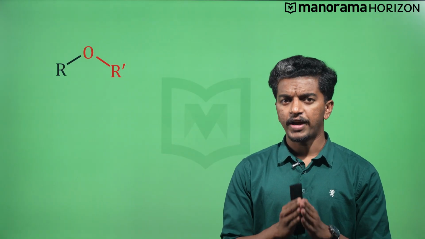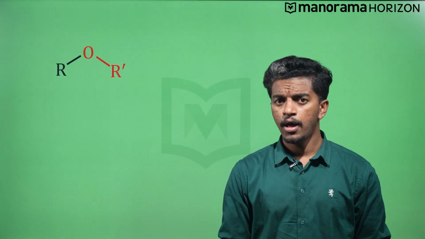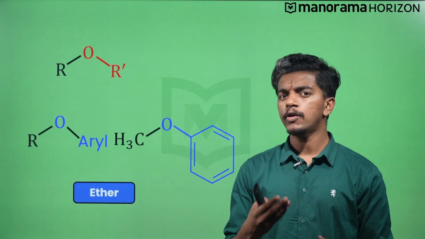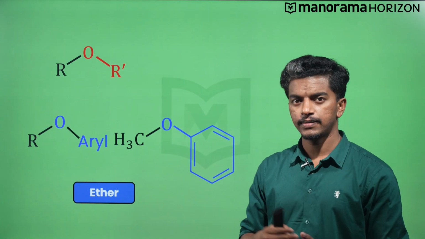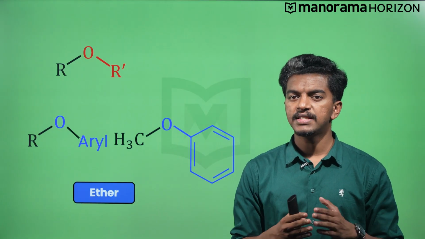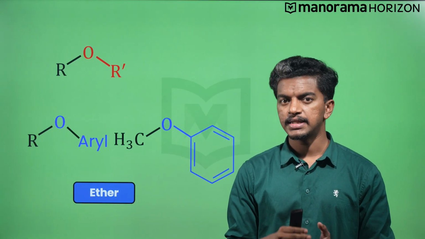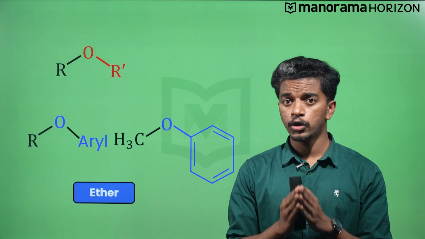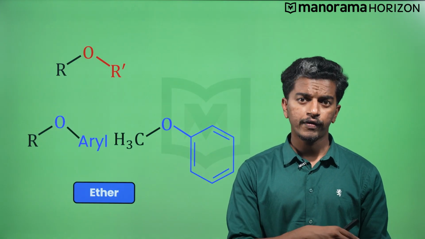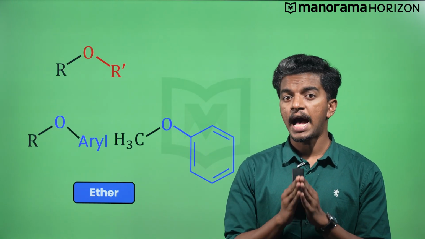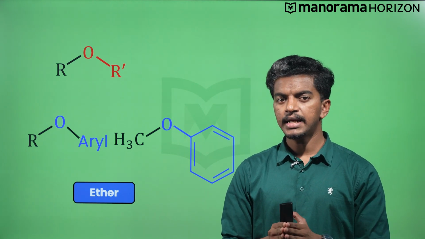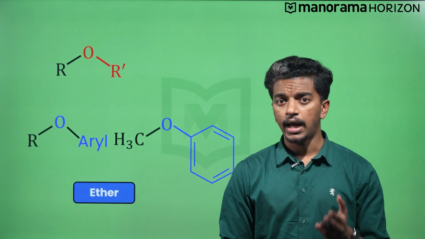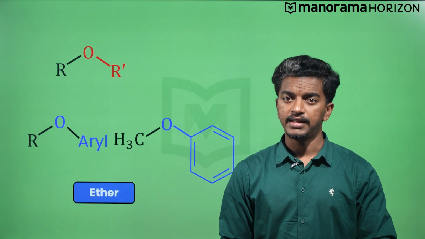The substitution of a hydrogen atom in a hydrocarbon by an alkoxy or aryloxy groups yields another class of compounds known as ethers. You may also visualize ethers as compounds formed by substituting the hydrogen atom of hydroxyl group of an alcohol or phenol by an alkyl or aryl group. In this video, we will discuss the classification of three classes of compounds, namely alcohols, phenols, and ethers.